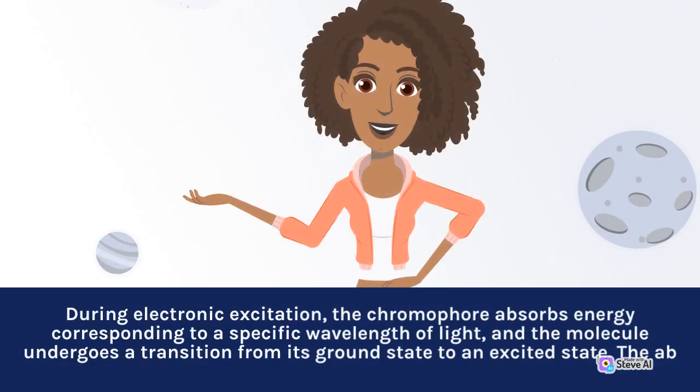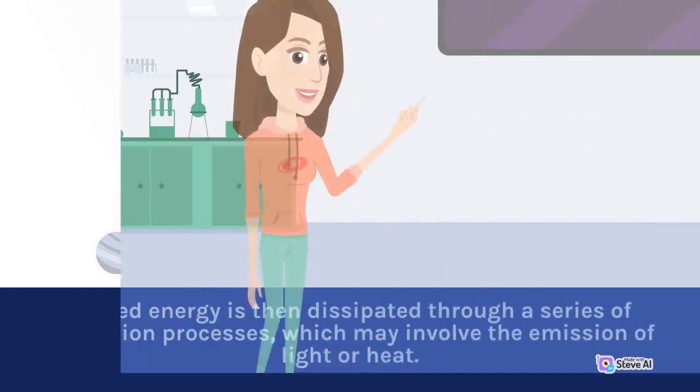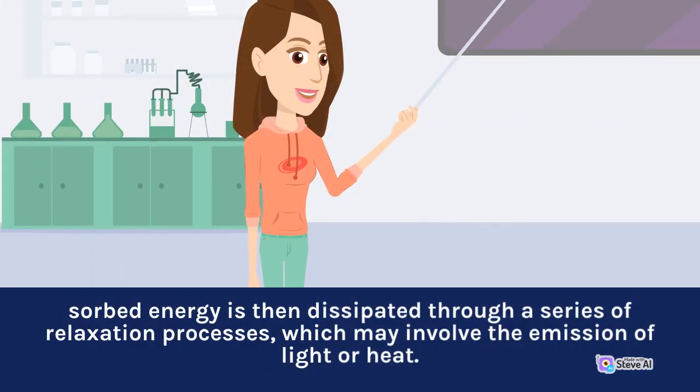During electronic excitation, the chromophore absorbs energy corresponding to a specific wavelength of light, and the molecule undergoes a transition from its ground state to an excited state. The absorbed energy is then dissipated through a series of relaxation processes, which may involve the emission of light or heat.